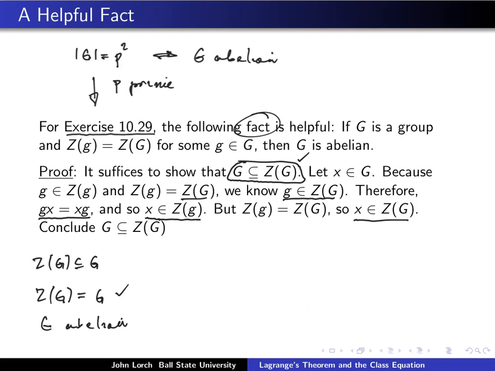So if you take stock of all of that, what have we done? Well, we've started with this arbitrary element in G, and we've shown that it lives in the center of G. And so we have this subset relation, which is what we were trying to show.